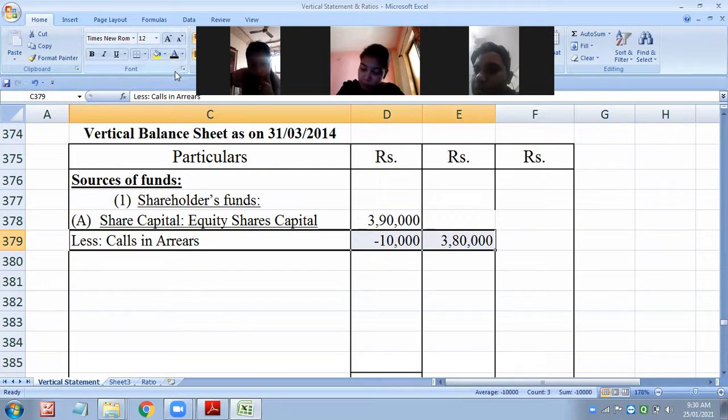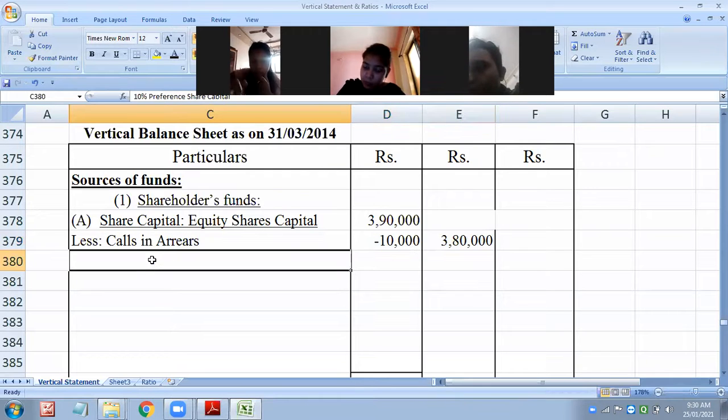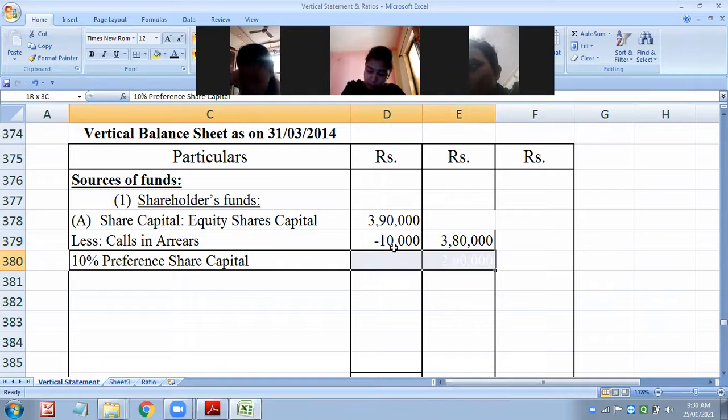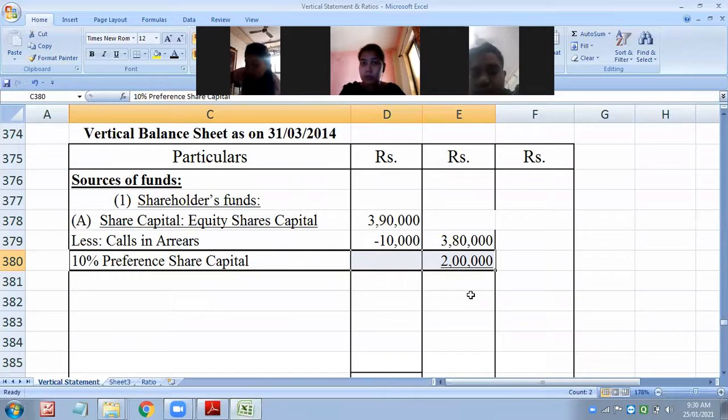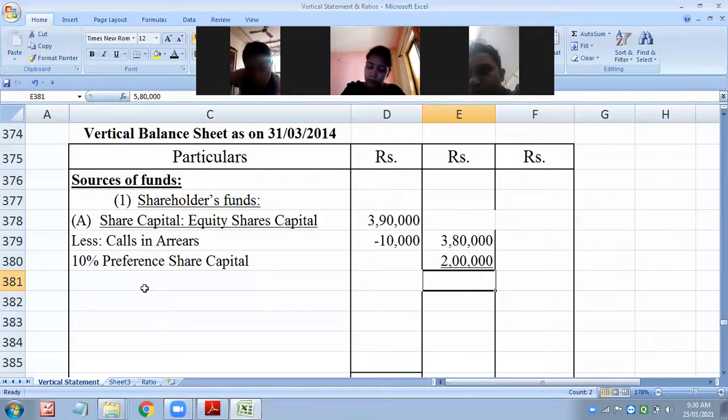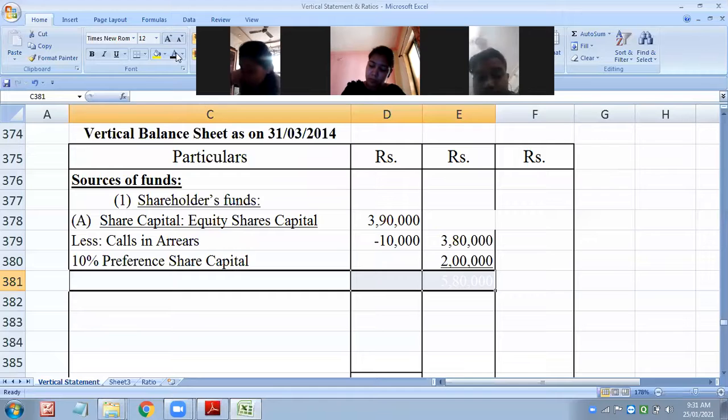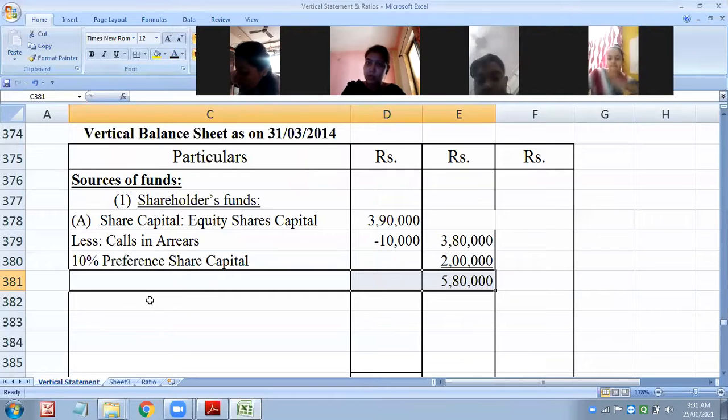So the final answer for equity shareholders will be 3,80,000. Preference shareholder. Then preference share capital. The preference share capital is given as 2 lakh. So we have mentioned your preference share capital as 2 lakh. So the total share capital is 5,80,000.